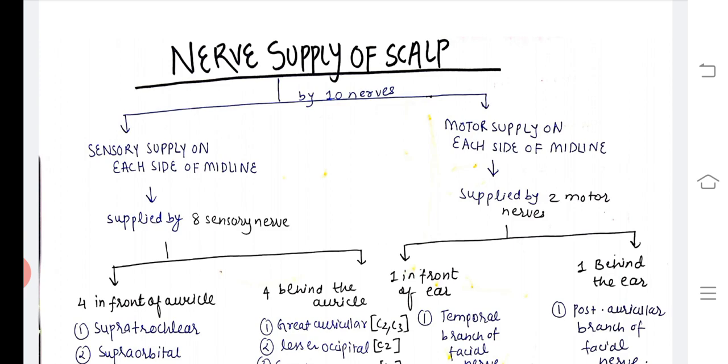In today's lecture we are going to study the nerve supply of the scalp as well as the lymphatic drainage of the scalp. Firstly, we'll describe the nerve supply of the scalp. The scalp is supplied by 10 nerves. There is a sensory supply and a motor supply, so there are two supplies for the scalp.